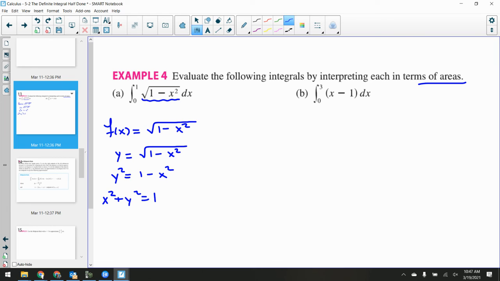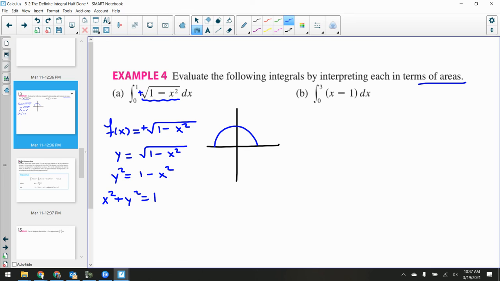What is that? A circle. It's a circle. And since I only have the positive root here, it's only the top half of the circle, right? It's only the top half because I only have the positive root given to me. So I'm going to graph it. What's the radius of that circle? 1 unit. It's a little bit off center, but it's a pretty good circle right here.